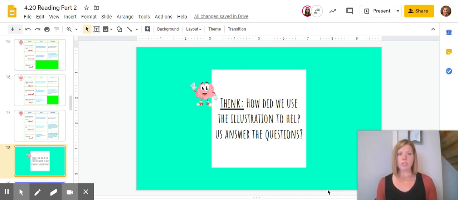Okay, as you were thinking, I hope that you realized that the illustration is where we were getting our answers from. The illustration is what made me think about all of those things, right? I saw the underground tunnels. I saw the title. I saw the wolf, and that made me think that they were going underground to protect themselves, right? I used the illustration to support my responses.